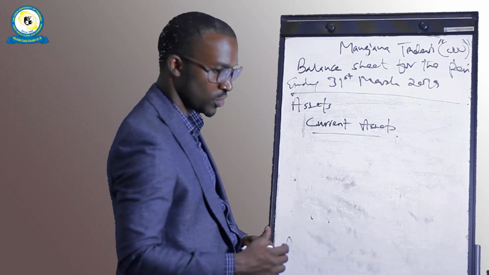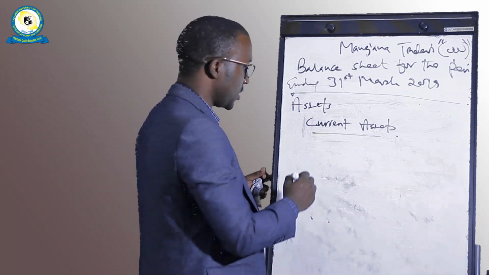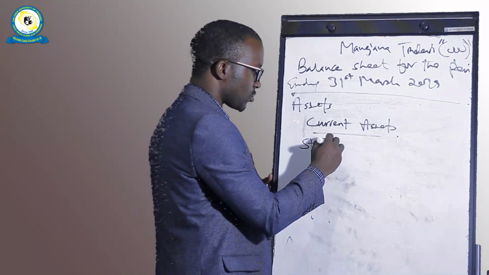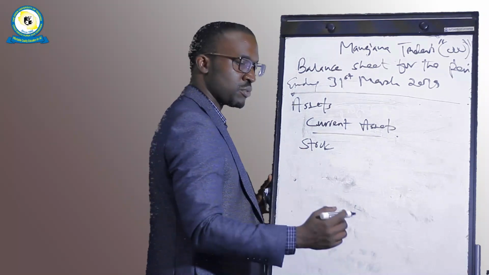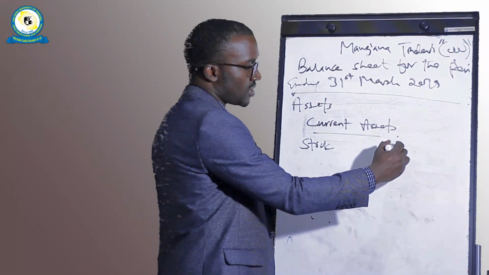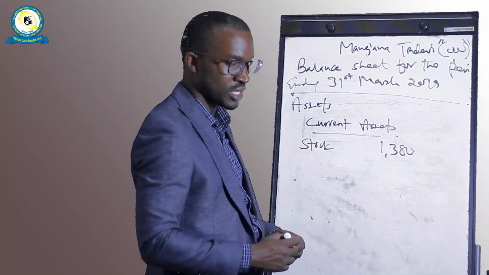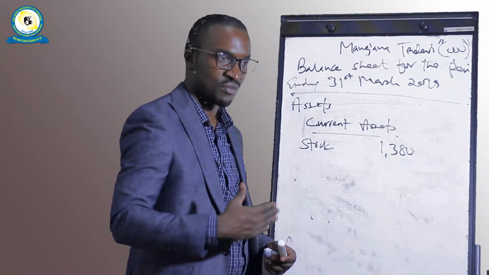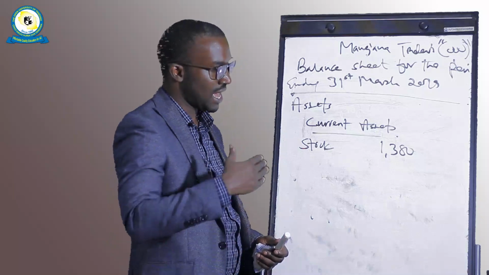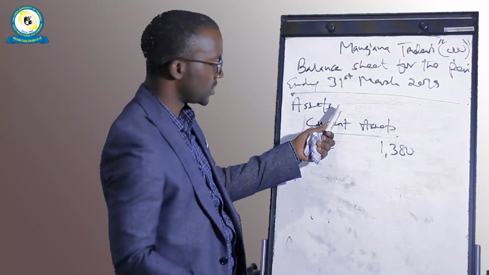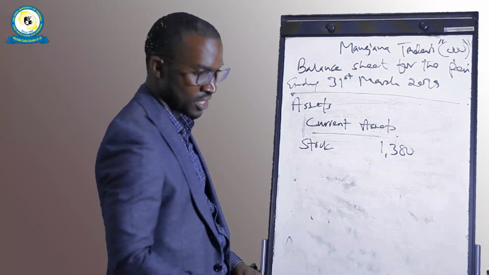Stock. I saw we have stock, and here we are going to put the closing stock from the note. From the note, I remember we were given a closing stock of 1,380. So the closing stock should be here because that is the balance of the stock that you are having at the end of that period. It has to be reported.